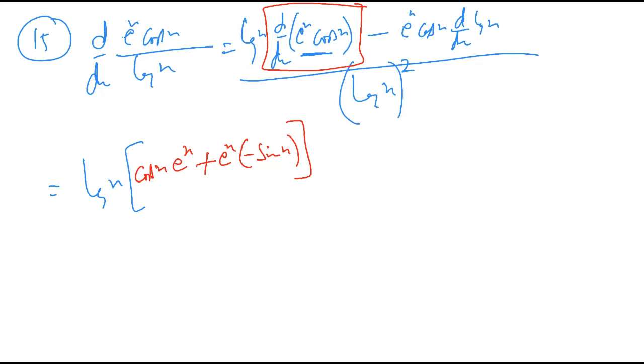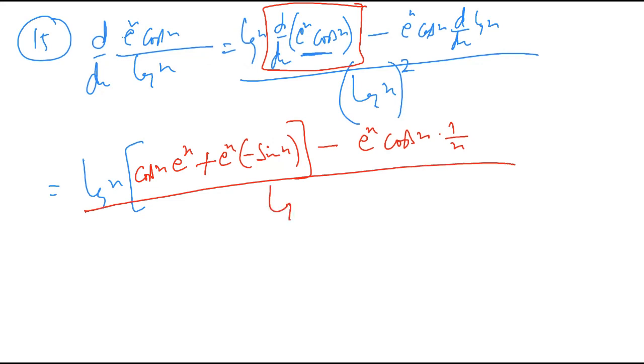Furthermore, now here what else can I do? This is minus e raised to power x cos x, and d by dx of log x is what? It will give you 1 over x. Now I will be having log x whole square in the denominator.